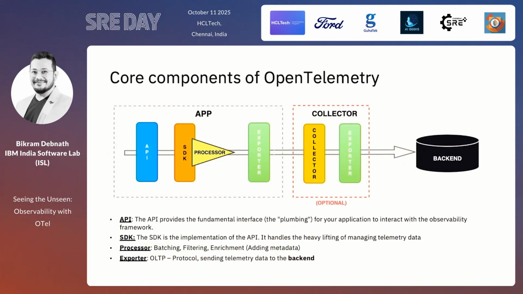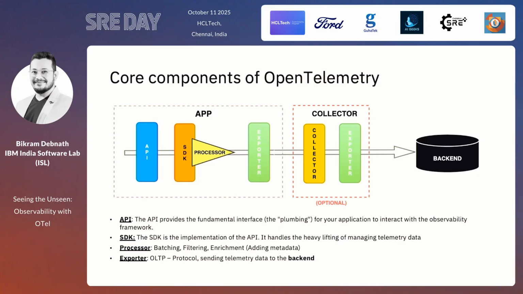This diagram depicts the core components of OpenTelemetry, starting with the API. The API is the fundamental interface, or the plumbing, which enables your application to interact with the observability framework. The next one is the SDK, which is the implementation of those APIs, and it does the heavy lifting. It is capable of certain kinds of processing like batching, filtering, or enrichment of data. If you want to add certain metadata along with your telemetry data, you can do that as part of the SDK.